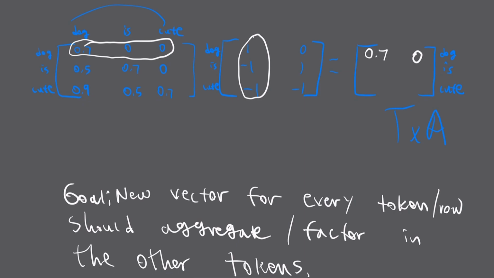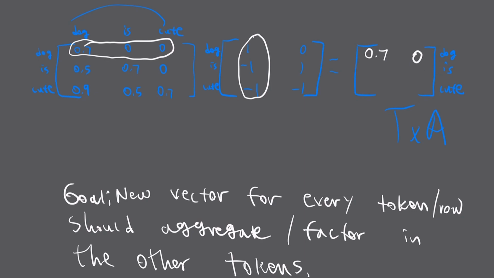We don't want to let the model look at the future tokens. So if we actually see what's been going on here for this first row, for the new transformed version of dog, if we do the matrix multiplications, we have the same row again over here times this column, and we actually just end up with 0 over here. So it doesn't seem like a drastic change for dog.